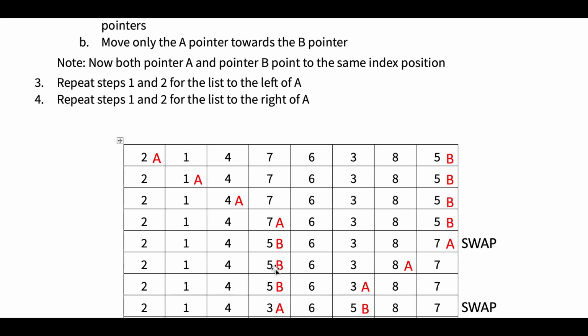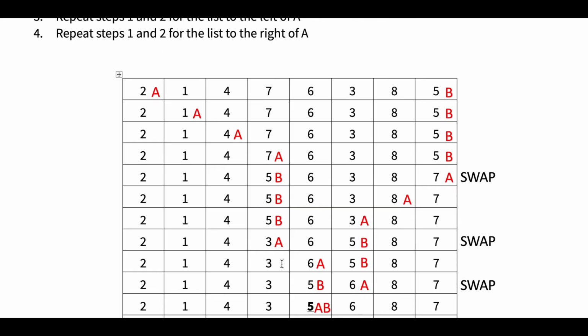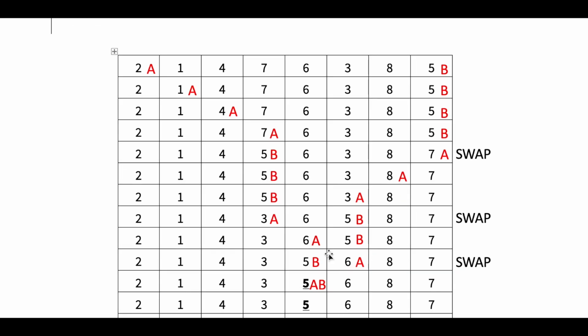We compare the B with the A, so the 5 and the 8 are in the right positions. Remember, we're only moving the A pointer in. The 5 and the 3 are in the wrong order, so we need to swap the data items. So the 3 and the 5 have swapped positions, and the pointers have swapped positions. We move A in. We compare the 6 and the 5. They are in the wrong positions. So we swap the data, 6 and 5. We swap our pointers. We move the A pointer in.